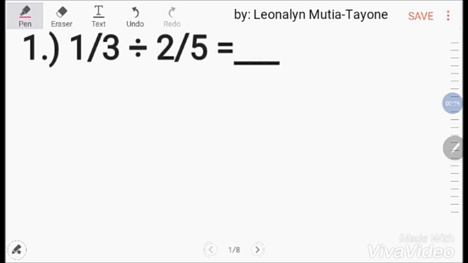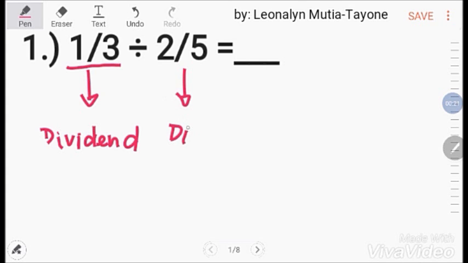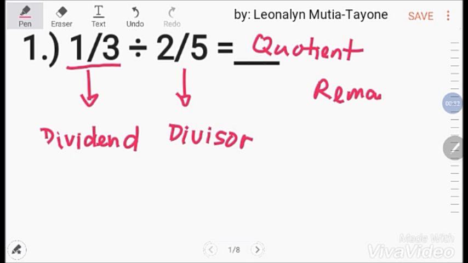Pag nandito ngayon tayo sa division. Pag division, ito yung dinidivide natin, ito yung tinatawag na dividend. Tapos yung nagdi-divide niyan, yan yung divisor. At ang answer niyan, yan yung quotient. Kung ano man ang sobra, yan yung tinatawag na remainder.